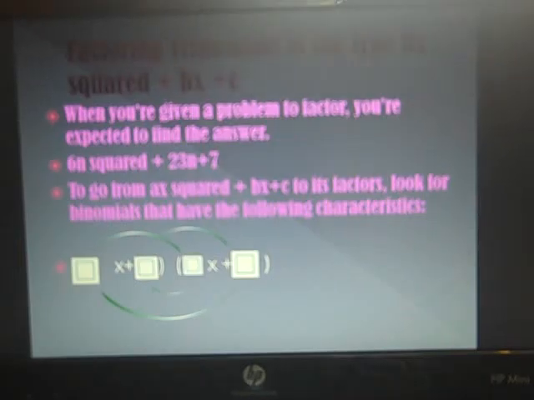There's so much you can do. Factoring trinomials of the type ax squared plus bx plus c. When you're given a problem to factor, you're expected to find the question. 6n squared plus 23n plus 7. To go from ax squared plus bx plus c to its factors, look for binomials that have the following characteristics.